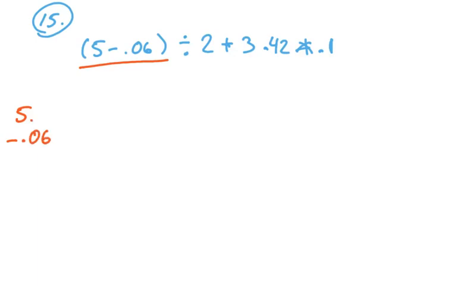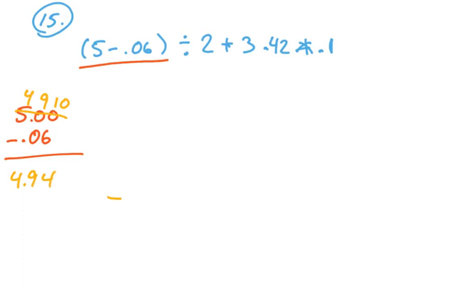Now remember, we have to keep things aligned in order to do 5 minus 0.06. So you need to put 2 zeros. When we do the zeros, we're going to be borrowing. So this is 10, this is 9, this is 4. And this is going to give me 4.94.